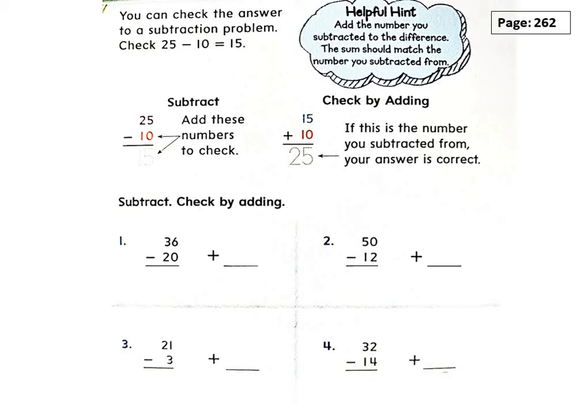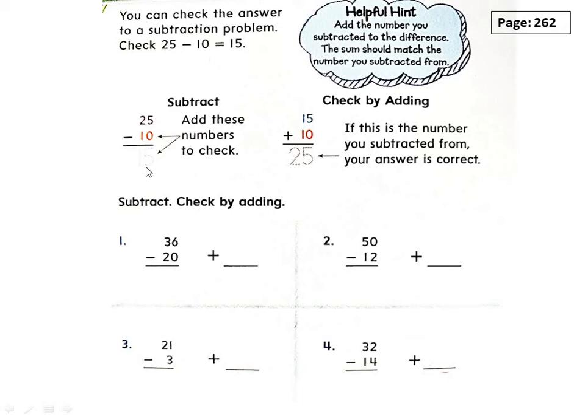Page number 262. Here we have 25 minus 10. Let's see how we can find the difference. As usual, we have to rewrite this problem. This is the largest number, which is 25, minus the smallest number, which is 10. So we have to start with ones. 5 minus 0 equals 5.